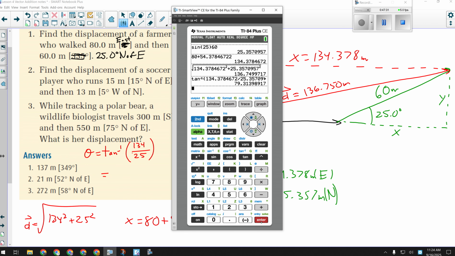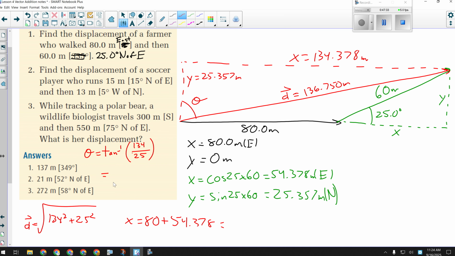Okay, so I've got a big angle, 79.314 degrees. And for me, that is east of north.